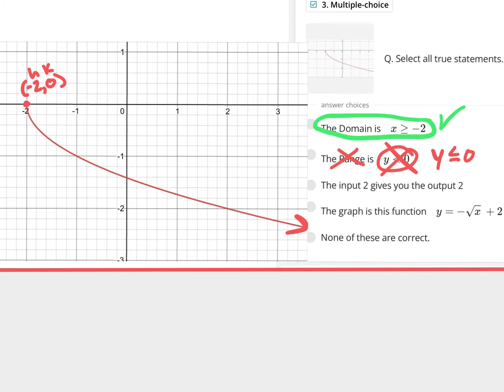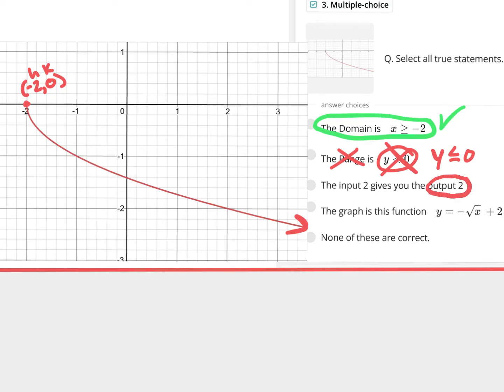Moving on. The input 2 gives you the output 2. Remember, inputs are your x values, outputs are your y values. So does this graph exist at the input 2, output 2, at the x value 2, y value 2? So the coordinate they want you to check is 2, 2. So 2 on the x, 2 on the y. The graph is definitely not up there. It's not 2 on the x, -2 on the y. So this is incorrect as well.